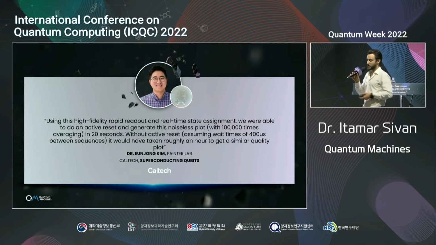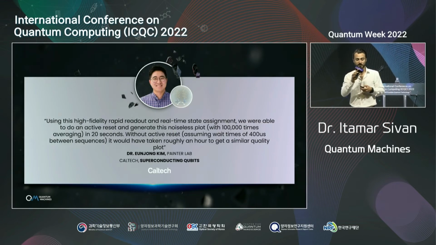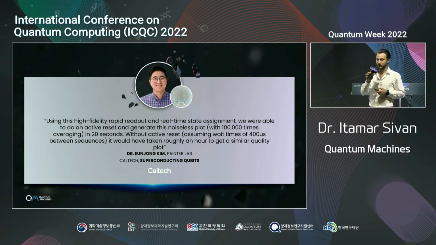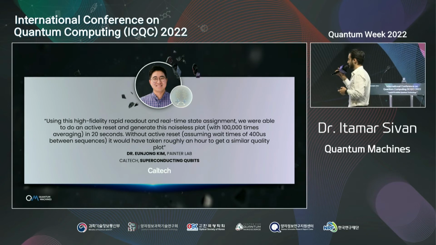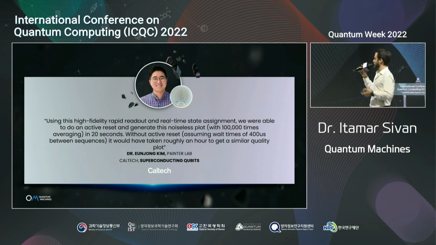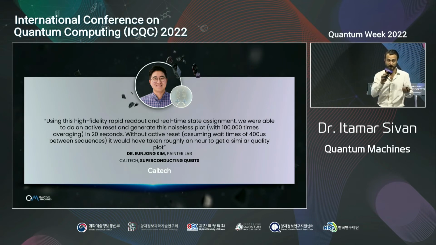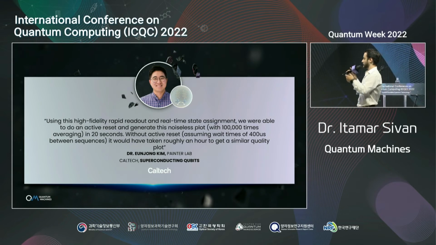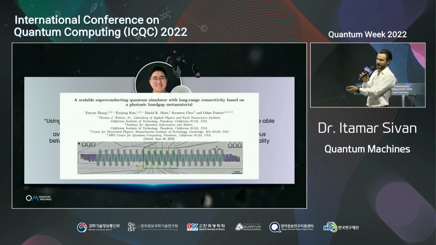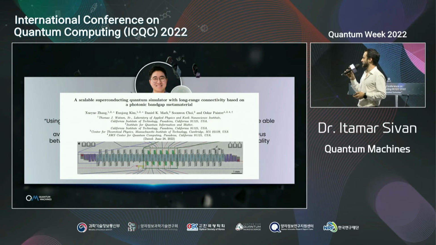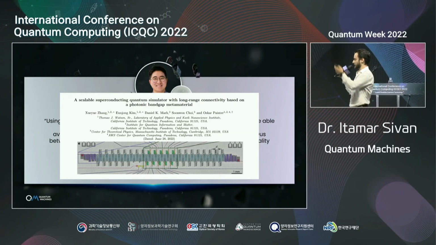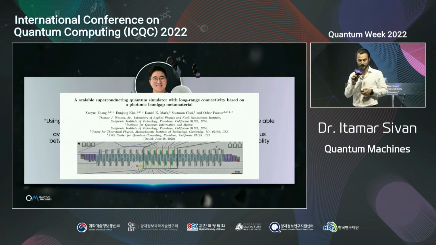I'm using another quote that we have. It was not prepared for this talk; it was given to us a long time ago. This is by Yoon-Jong Kim from Oscar Painter's lab at Caltech. Yoon-Jong said, using this high fidelity, rapid readout and real-time state assignment, we were able to do an active reset and generate this noiseless plot in 20 seconds. He used our system for a 10 qubit device. He estimated it would have taken way longer with an alternative solution, and his work resulted in this paper, and we helped to some extent. Of course, Yoon-Jong presented this beautiful paper earlier today.